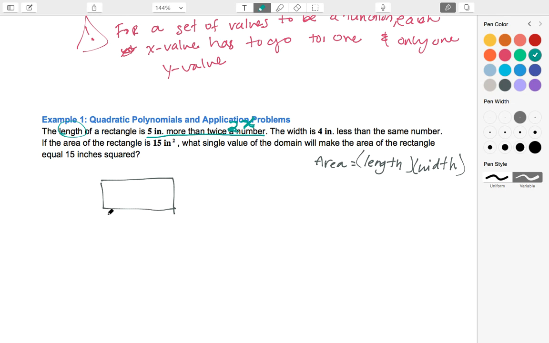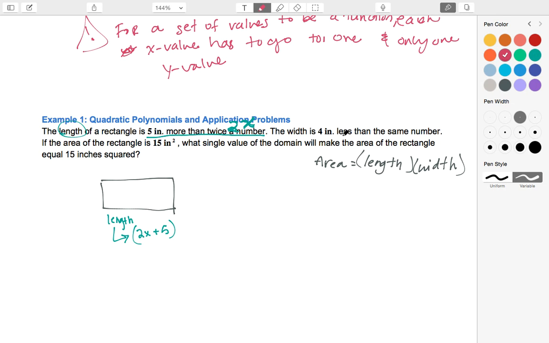So I can label this as length on my picture, and that is the same thing as 2x. And it's 5 inches more than this, so it's plus 5. Oh, okay, that's a binomial. I've seen that at some point. Cool. Let's move on to another piece of information.